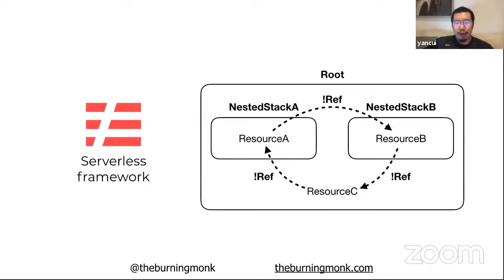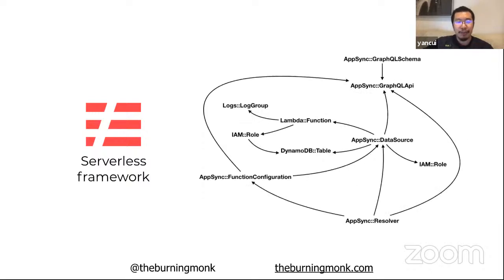So I had to be quite careful in terms of how I organize my resources into those stacks, so that I don't run into those circular references and don't run into those number of parameters and outputs limit. And if you look at the resource graph you have for an AppSync resolver, there's quite a few different types of resources. You got your data sources, you got your IAM roles, the Lambda functions, DynamoDB tables, and so on.